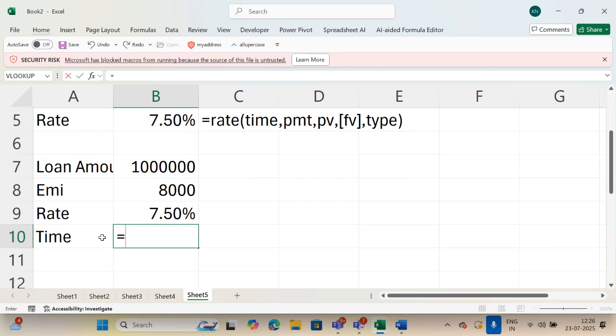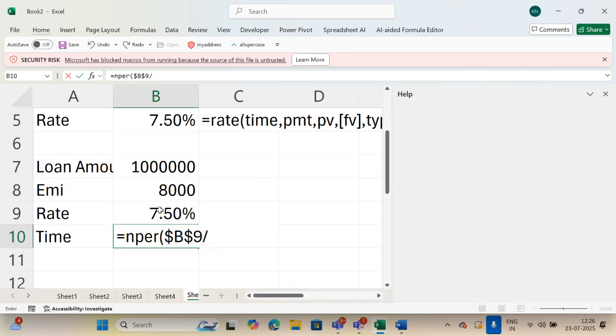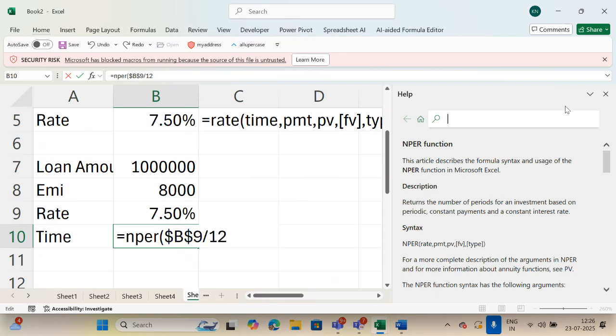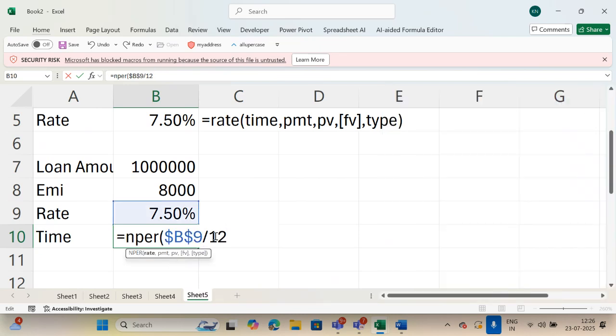So it is equal to NPER. To calculate the time, there is a function, NPER. And then rate, same thing, divide by 12, comma, PMT, that is this one. It should be the negative sign. Then comma, PV, comma, comma, type.